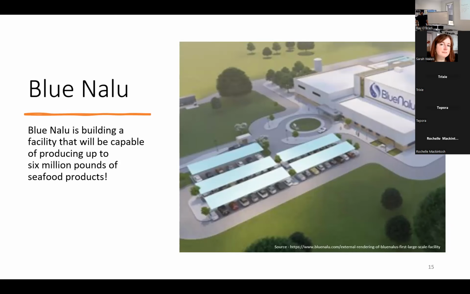Linea, this is a facility that they're about to create. It's predicted that they'll be able to produce 6 million pounds of seafood products. This is all by precision ferment. No, this is by cultivated protein, cellular protein.